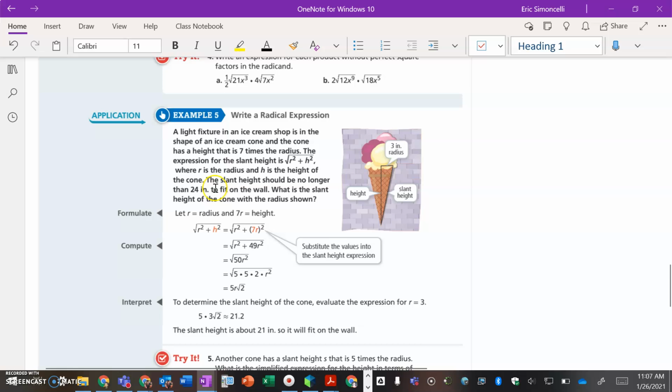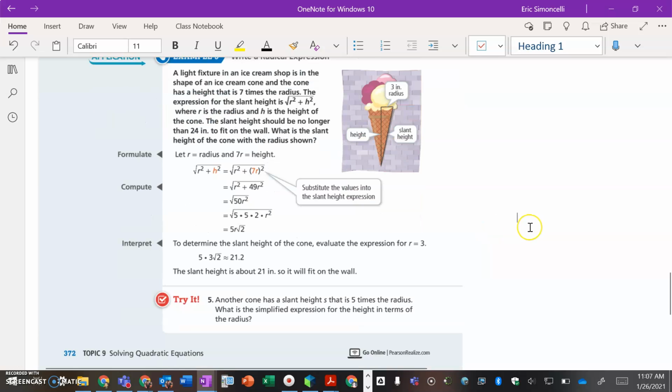How do we know that? Well, again, the slant height should be no longer than 24 inches. So this dimension right here, this slant height, ended up being 21.2, and 21.2 is less than 24, so we know that it'll fit. Okay. In satisfying some of these other questions, as usual, if you'd like to try it, particularly the try it problem at the bottom, please do so. We will most certainly talk more about all of these nuances with radicals when we're together.